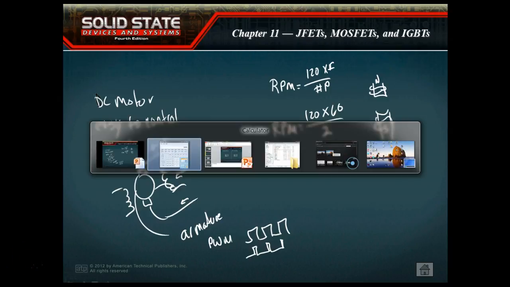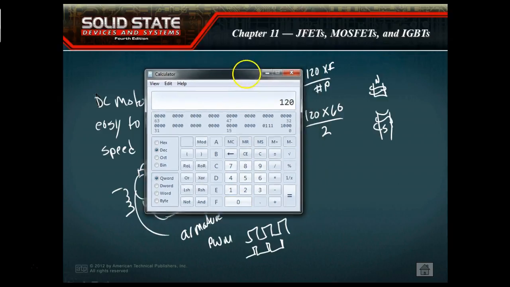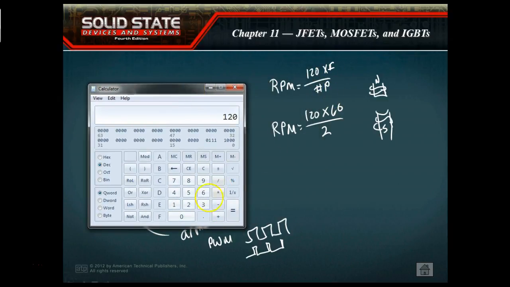So I'm going to bring up my calculator. It's up here somewhere. I'll clear this out. This is going to be 120 times the frequency, so this would be 60 cycles. 120 times the frequency equals that divided by the number of poles. So this would be a two-pole motor, and that would be 3,600 RPM. Now the motor can't run this fast because of something we call slip, but this is what it wants to run at.